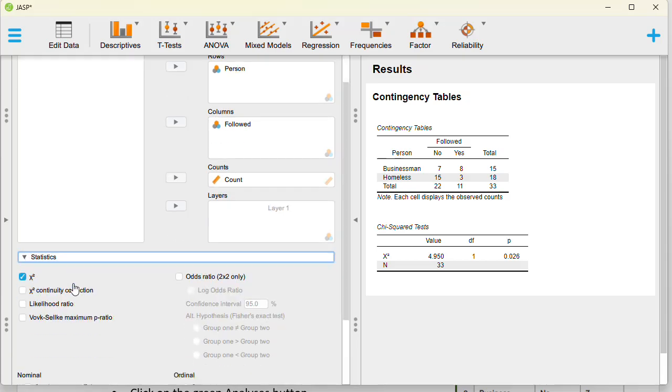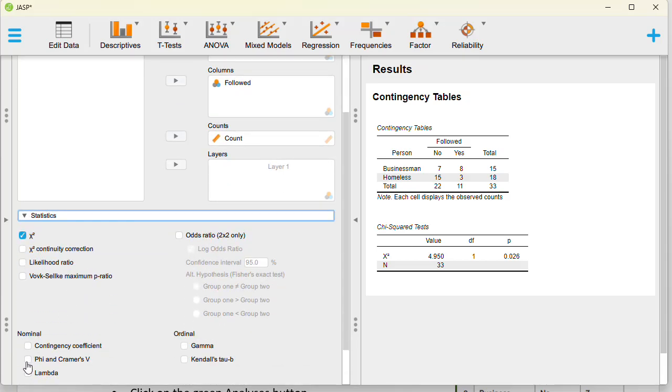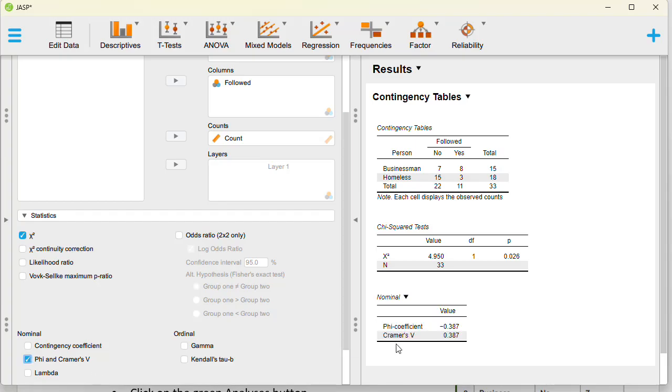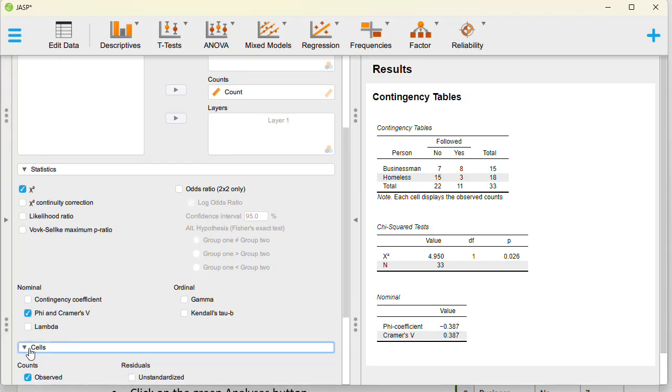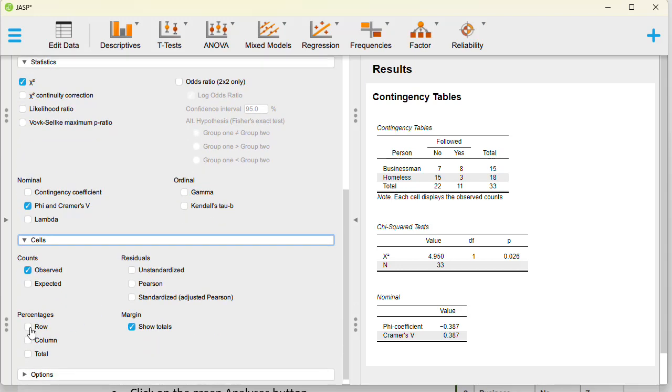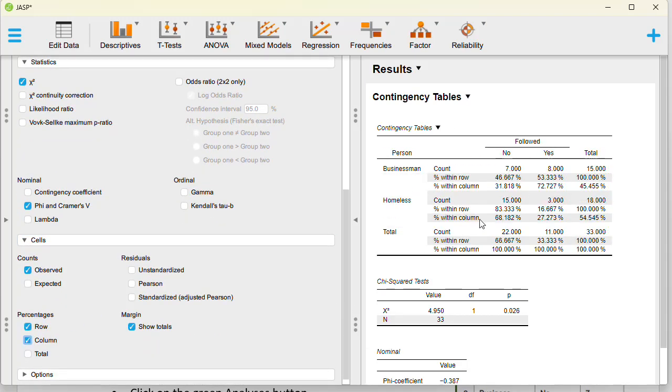So we're going to click under statistics, and we want that Cramer's V right there, which we're going to use. And then under cells, go ahead and check row and column, because we want these extra percentages. The extra percentages are what will allow us to actually interpret the information in the table. Just having those numbers in the table does not allow you to accurately interpret it. You really have to have those row and column percentages.